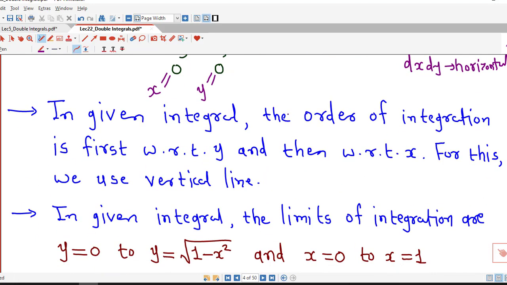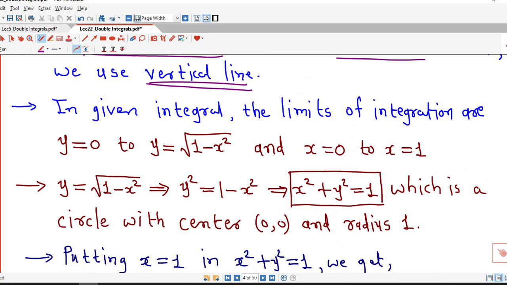So as usual, in the given integral, the order of integration is first with respect to y and then with respect to x. So we are going to change this order. The given order is obtained using a vertical line, so we will use a horizontal line to change the order of integration. And these are the limits of integration from the given double integral.